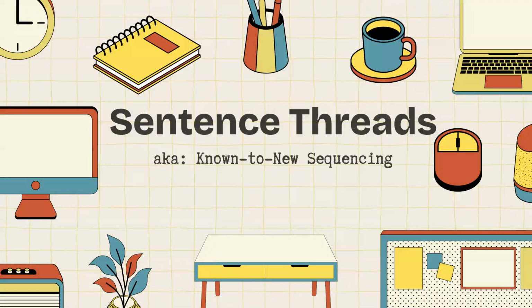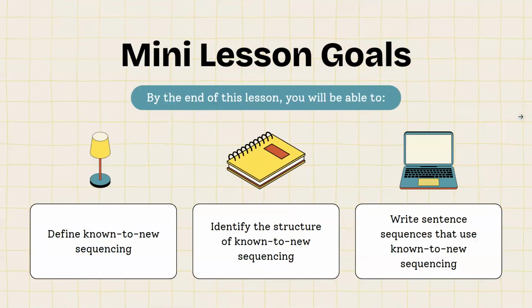The purpose of this video is to talk about my favorite activity in English 111, or at least an activity that's in the top 5. We're going to call it sentence threads, but the framework that we're using is known as known to new sequencing. Okay, so let's talk about what we're doing here.